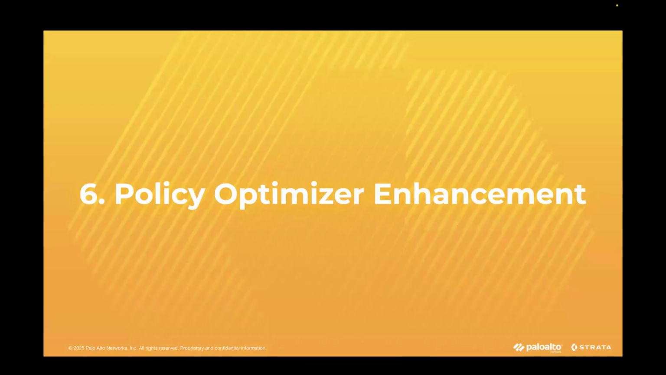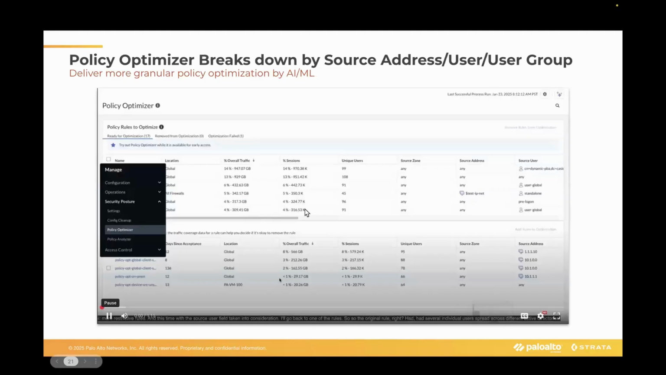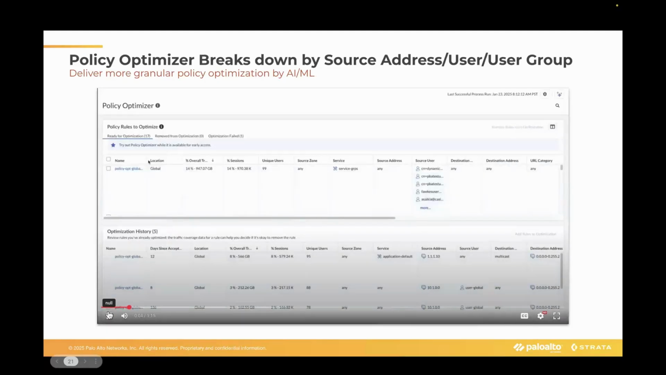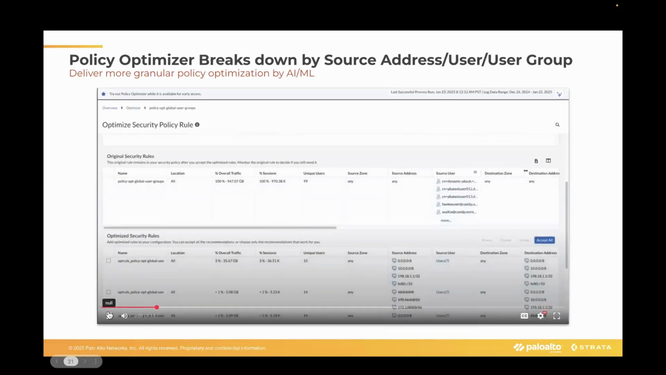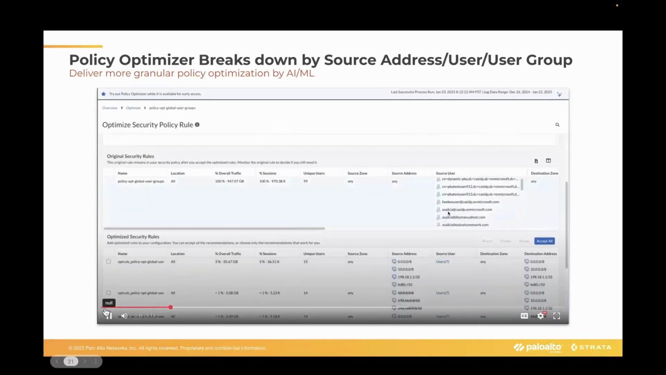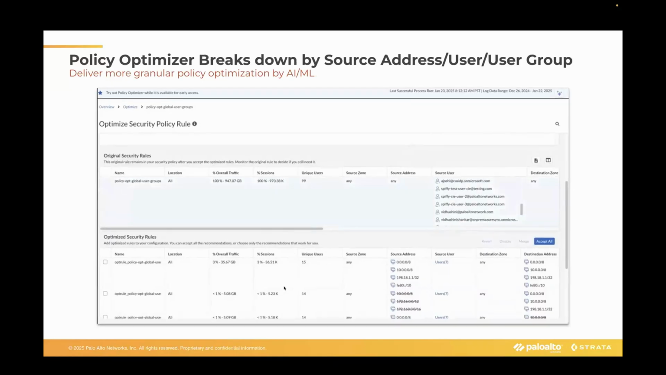Last, the policy optimizer enhancement. It's under Manage and the Security Posture. It will analyze over-permissive policies and transform them into optimized policy rules that provide real zero trust network access, granular based on the user, source address, etc.